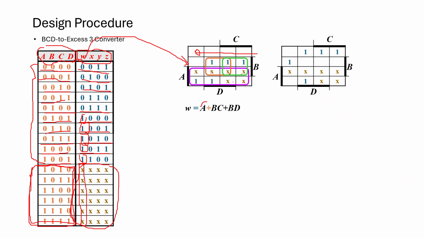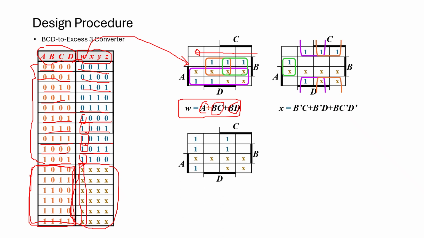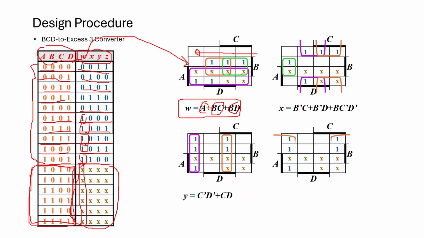For the 8-cell mapping, the octal mapping, the answer is A. Then for the 2 quads, the answers are BC and BD. So this is the simplified Boolean expression for W of the XS3 code. Next, we do the same for X, Y and Z.